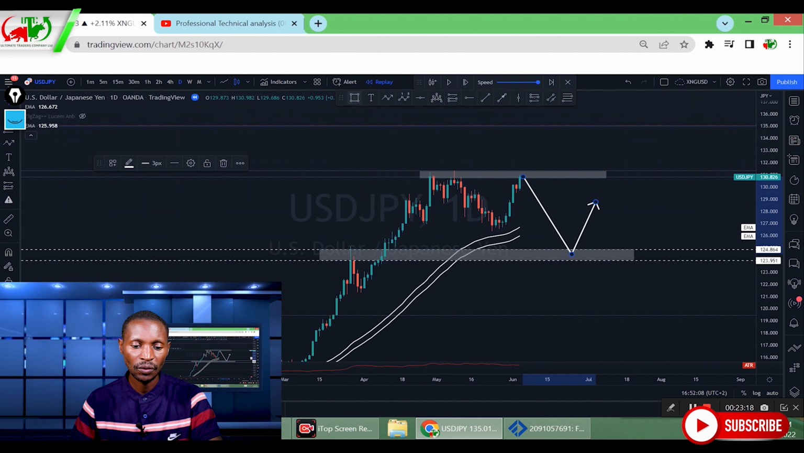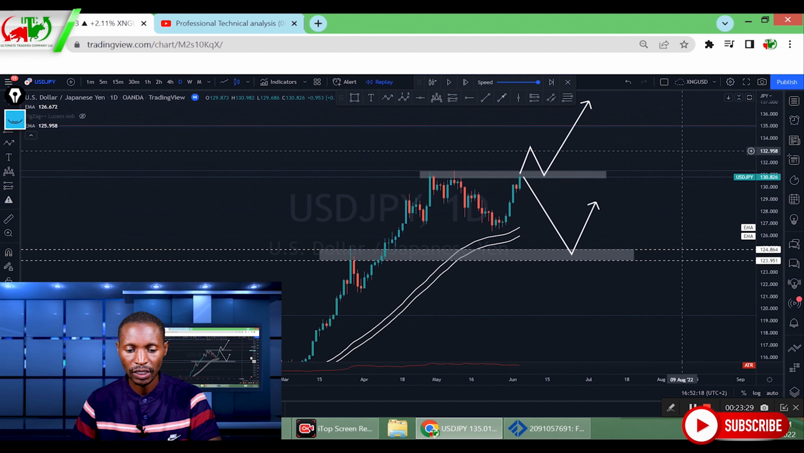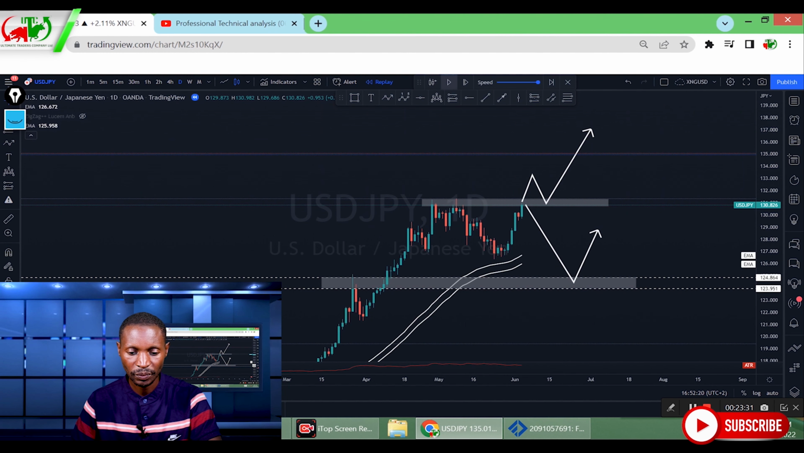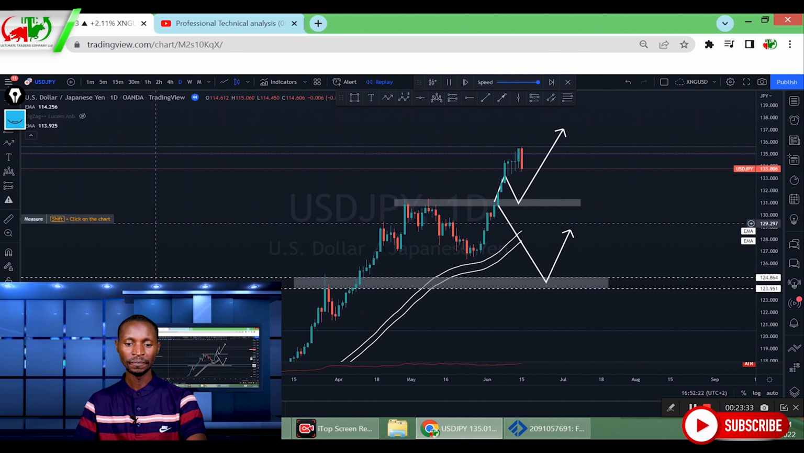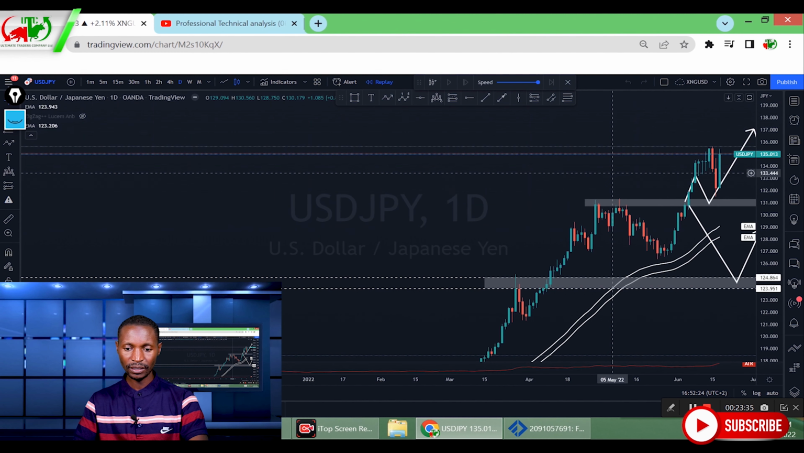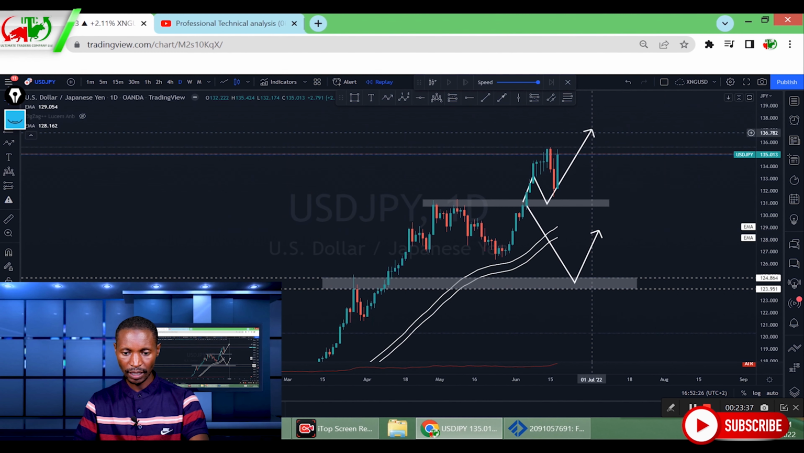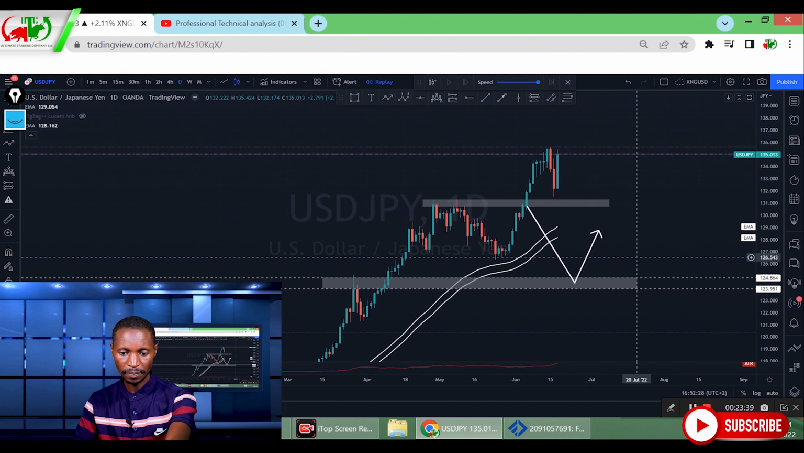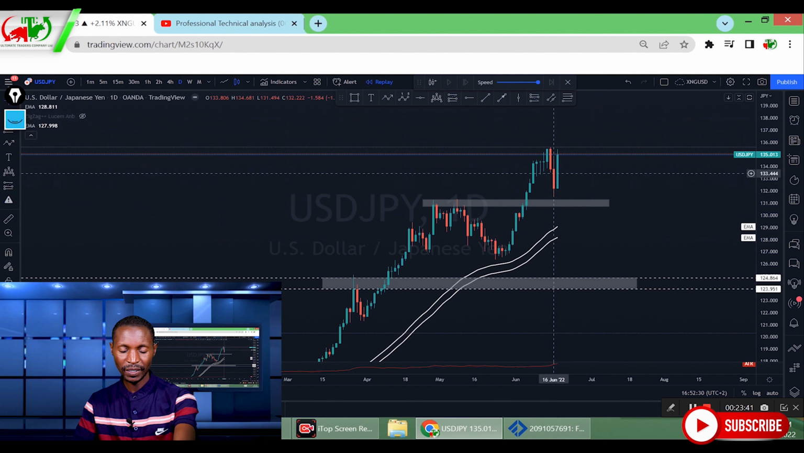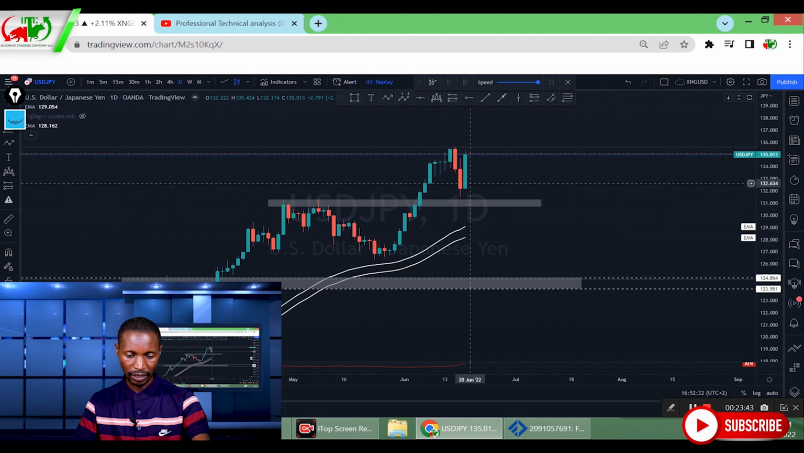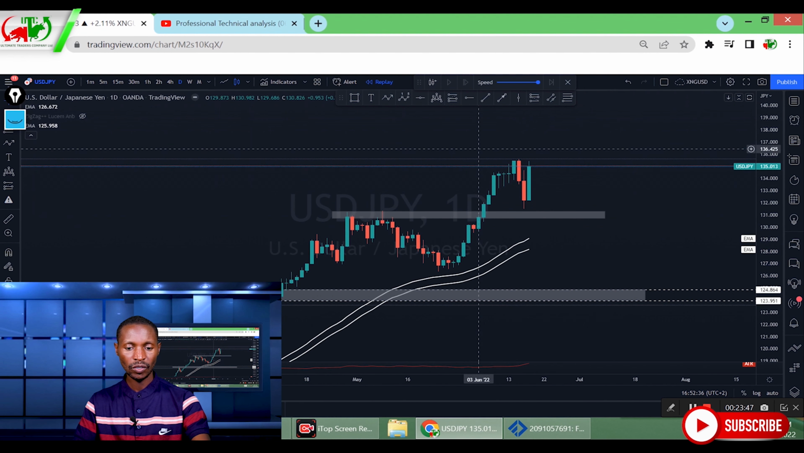The other scenario was that if USD Japan Yen breaks and closes above this high, we could look for a break and retest and then buy opportunities. Let's see how the price has reacted to the technical analysis. You see that USD Japan Yen has pushed up before making a retest, and then it came to retest from this support, and it is going up.